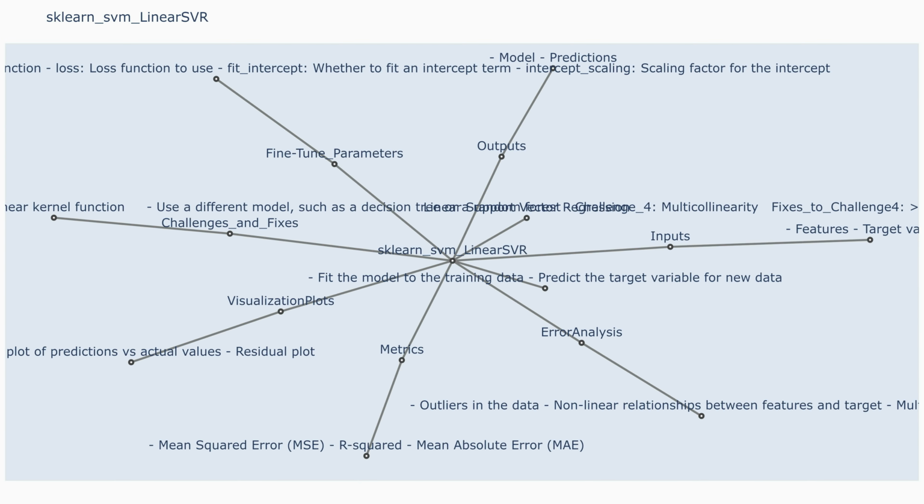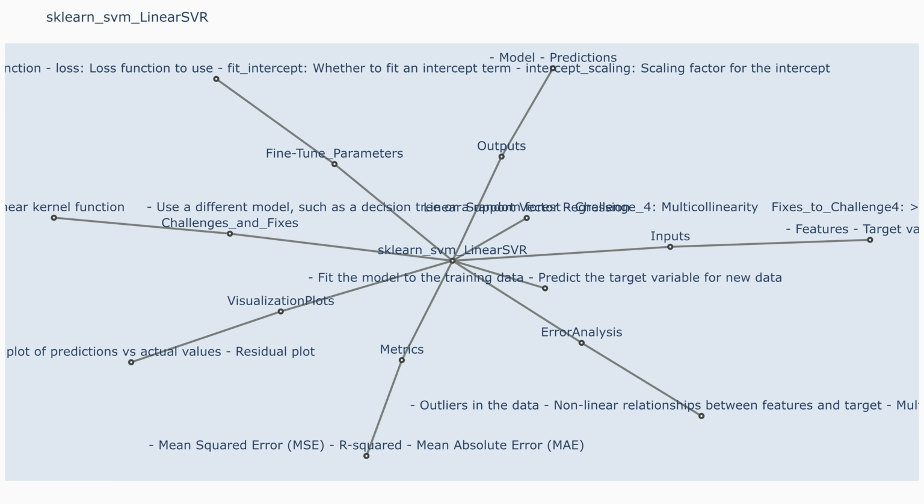sklearn SVM. Linear SVR. Description. Linear SVR is a linear support vector regression (SVR) model implemented in scikit-learn. It finds a hyperplane in the feature space that best separates the data points while minimizing the error of prediction.